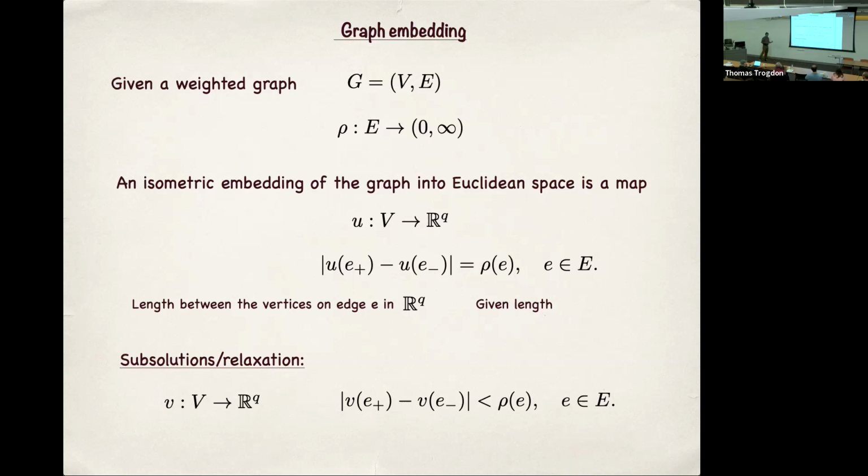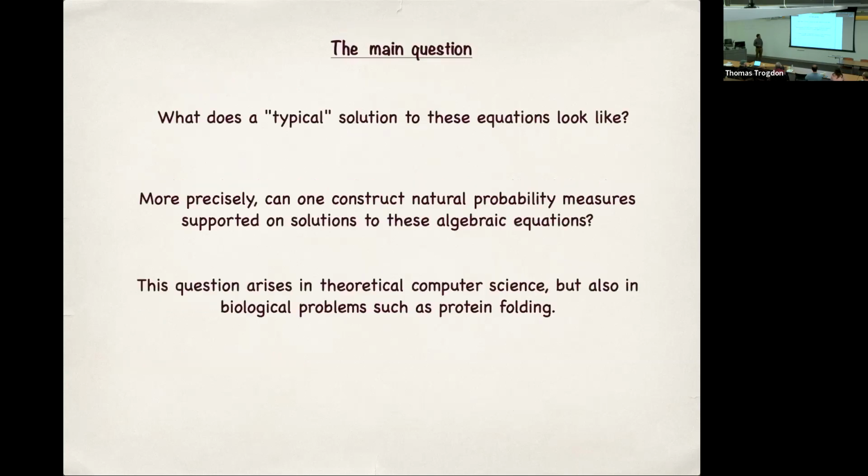So the game is going to be that we're going to have these sub-solutions, and then we're going to keep trying to bump up these sub-solutions. So the question that I'm going to ask is, what does a typical solution to these equations look like? The whole goal over here for me is to form a precise formulation of this. So this is where the randomness is.